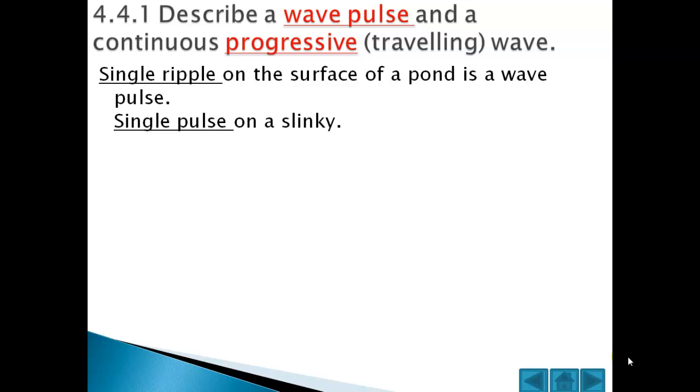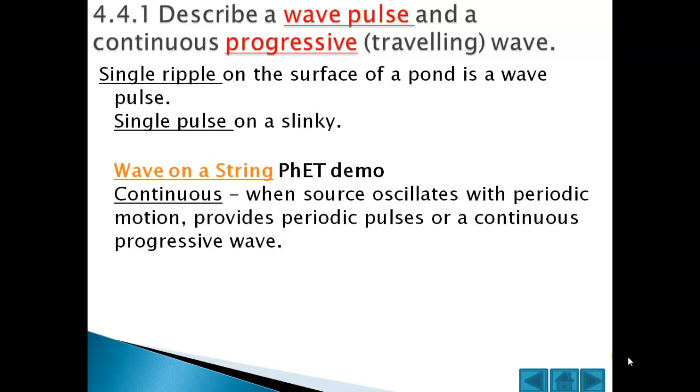So, when we have a single ripple which travels on the surface of a pond, for example, this is a wave pulse. It's a single pulse of energy which is propagated through the medium. Or we could have a single pulse on a slinky. This is a pulse. It is good to look on the PHET website. They have a nice wave on a string demo.